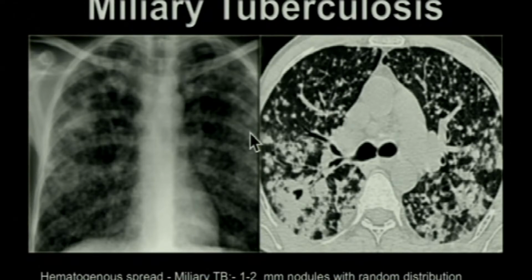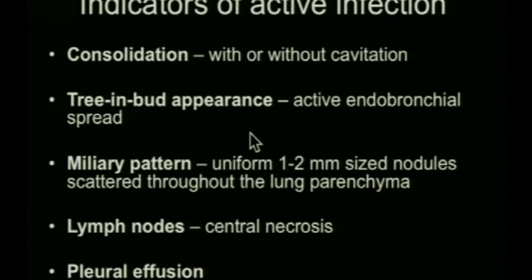Now, miliary TB. I have shown you the X-ray, which shows multiple miliary nodules, and this is the cross-sectional imaging of the same patient, which shows 1 to 2 millimeter nodules randomly distributed throughout the lung. So then what are the indicators of active infection?